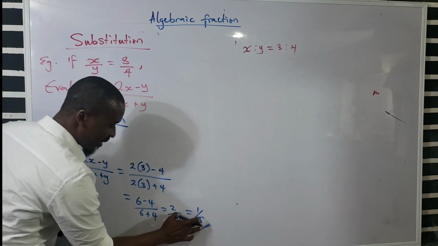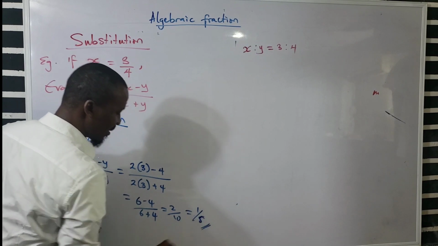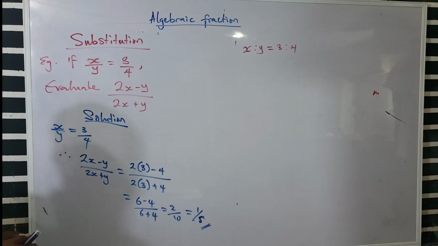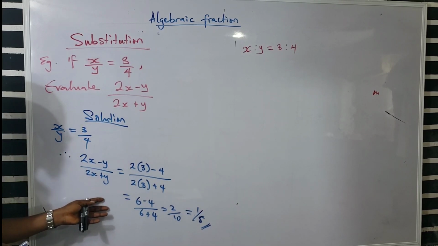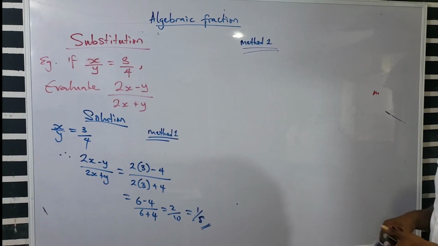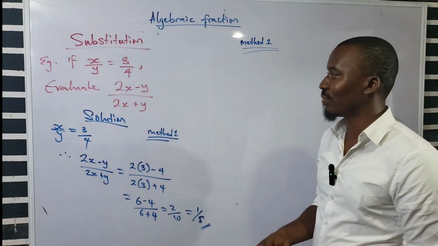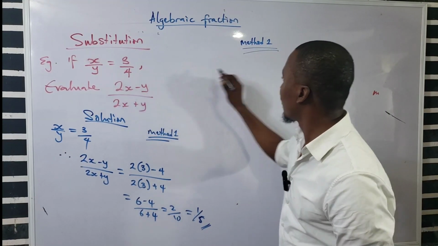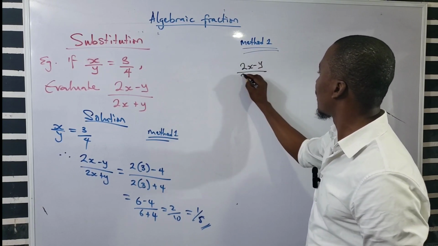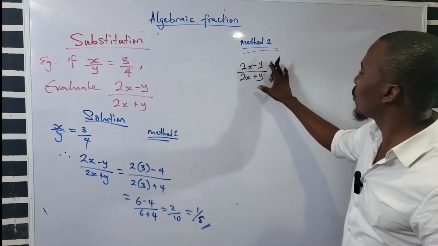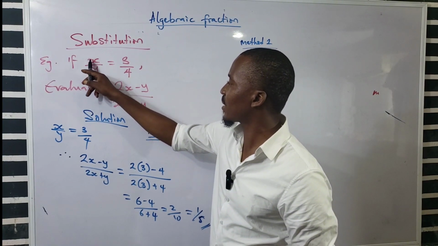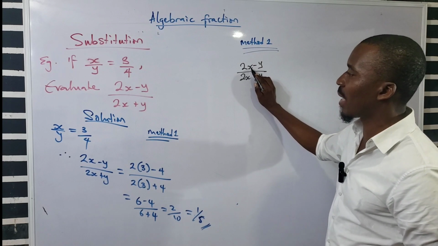But let us do the one that you see most of the textbooks doing, which most of the examiners will want you to do. It's not as simple as this, but it's also very simple to do. So using the second method now, what are they asking you to do? You see this expression given, 2x minus y over 2x plus y. You are going to make this expression have a term like x over y.